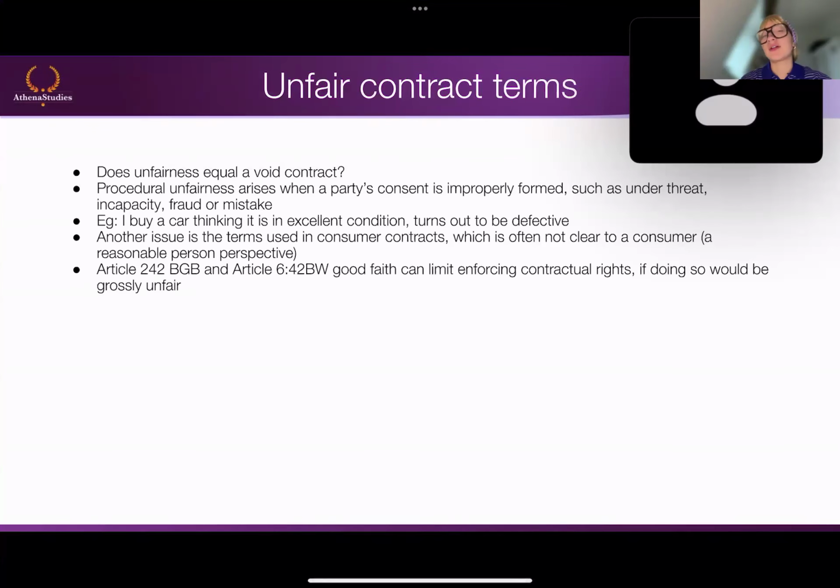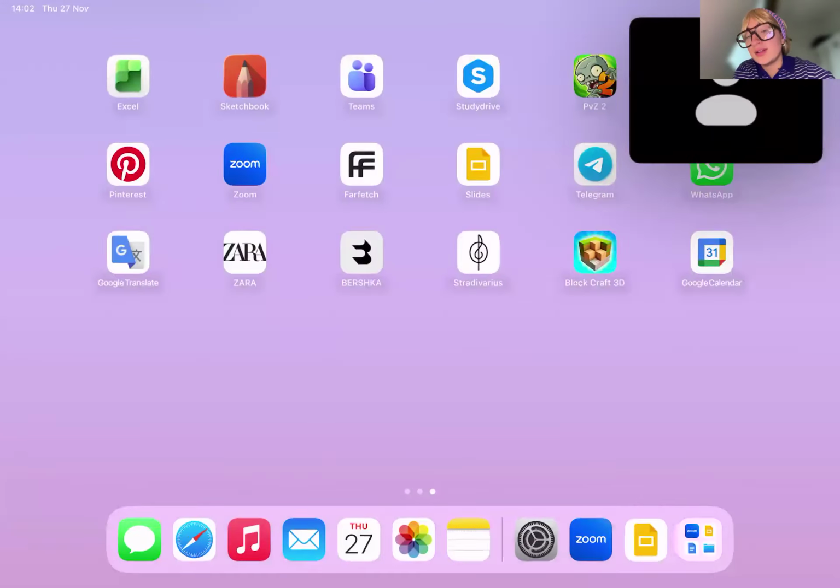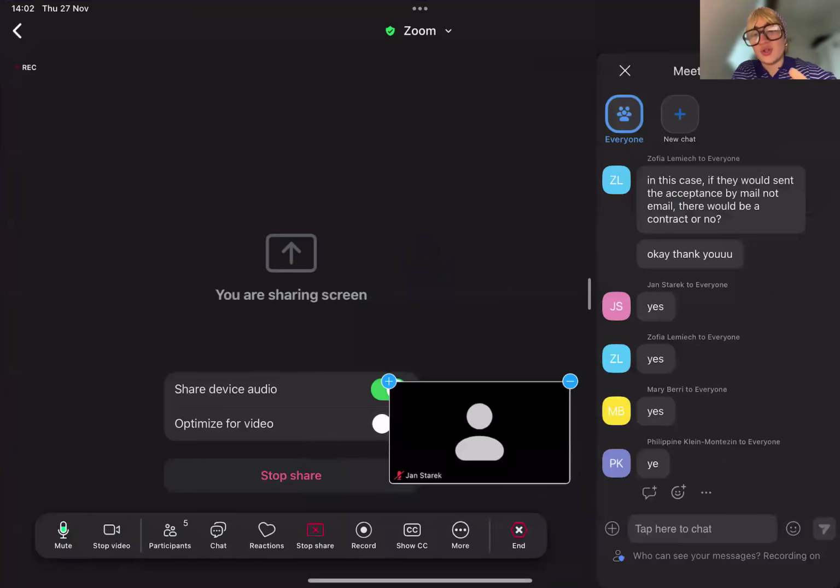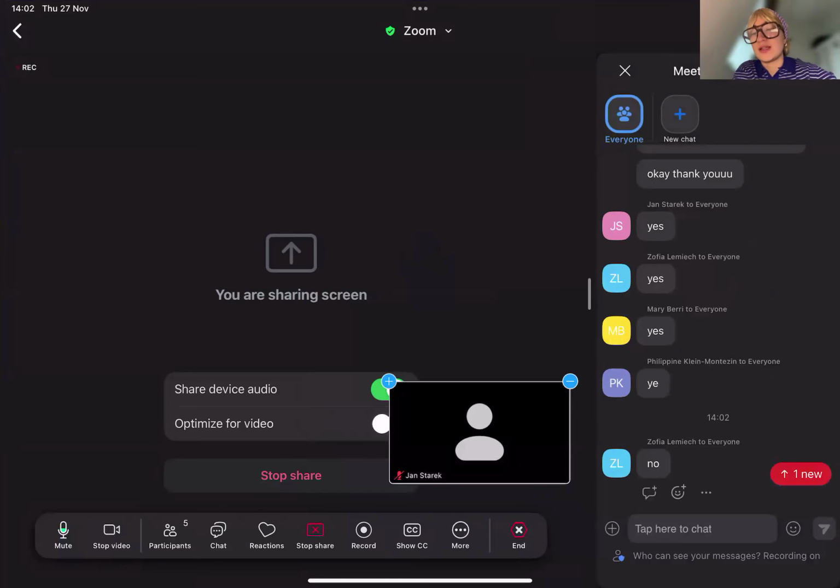Now we have unfair contract terms. So this slide is pretty easy. But I'm going to ask you a question first. Do you think that an unfair contract automatically means that the contract is void? Oh, not unfair contract, sorry, unfair term in the contract. Does it automatically mean that a contract is void and invalid? I'll wait for yes or no answers. No. Sophia says no.